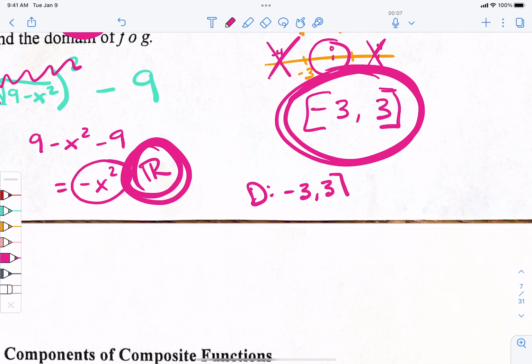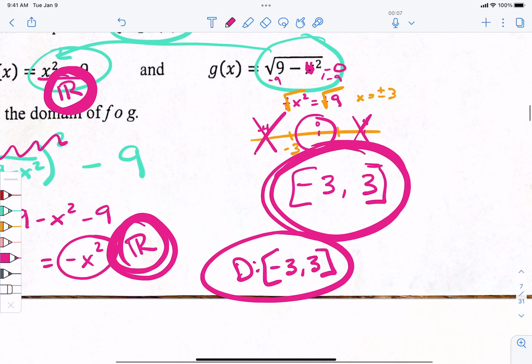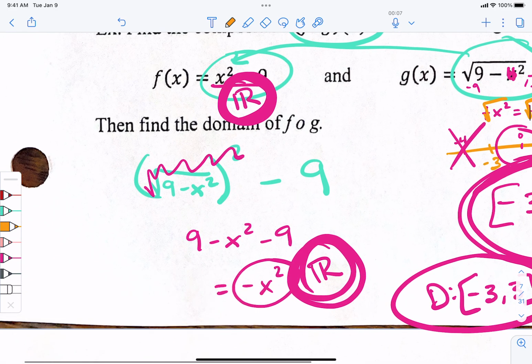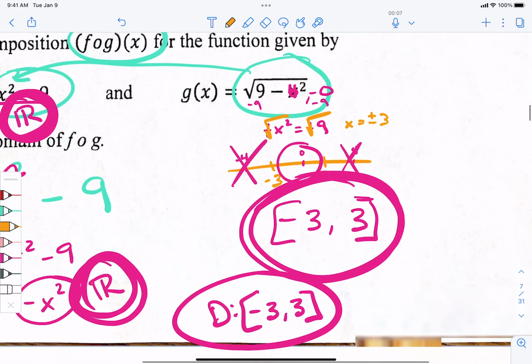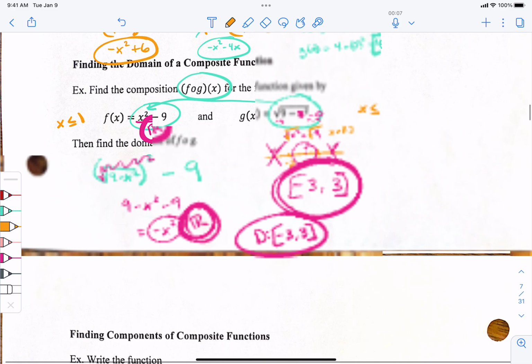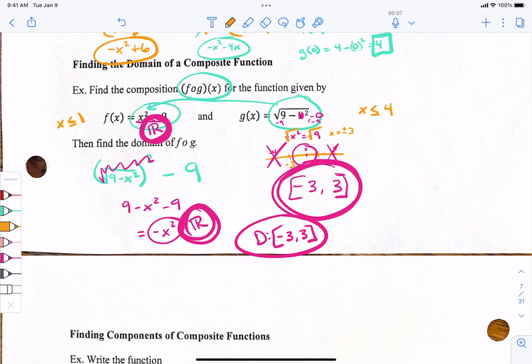What if you have two restrictions that don't correlate? Good question. Let's say, just for example, I'm giving you a simple example. Let's say this one says x has to be less than or equal to 1, right? And this one says x has to be less than or equal to 4.